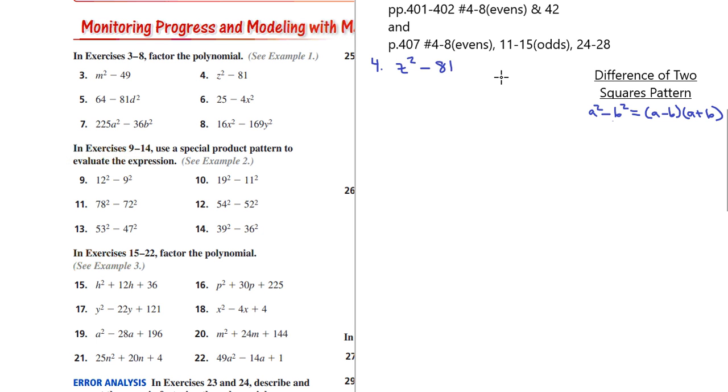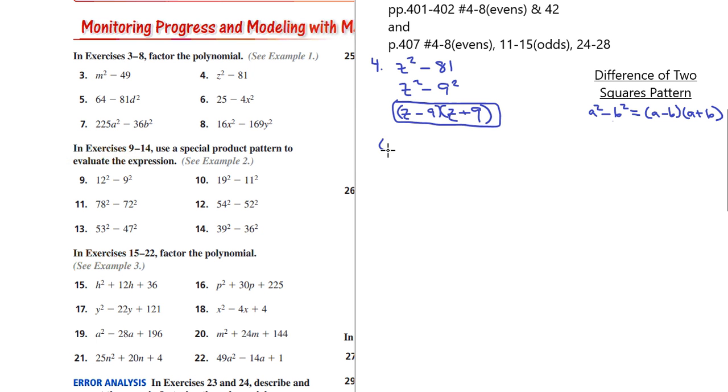And again, that does fit the difference of two squares pattern because this is the same thing as z squared minus 9 squared. So the difference of two perfect squares. So if I need to factor a squared minus b squared, it factors into the quantity a minus b times the quantity a plus b. So instead of putting a minus b, I'm going to put z minus 9 times, instead of a plus b, I'm going to put z plus 9. All right, so that is the factored form because we're not able to factor either of these factors any farther. There's no greatest common factor, and they're not the difference of two squares anymore.